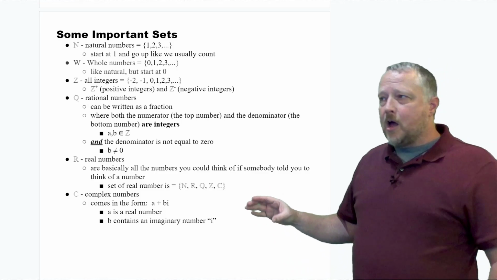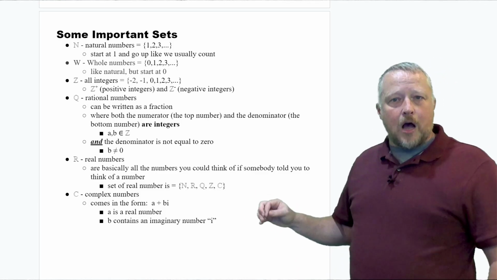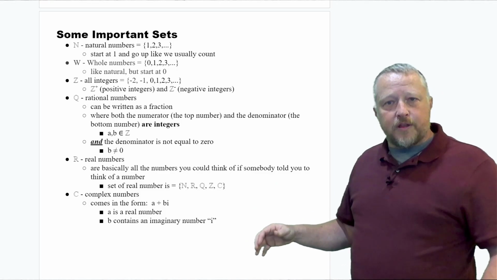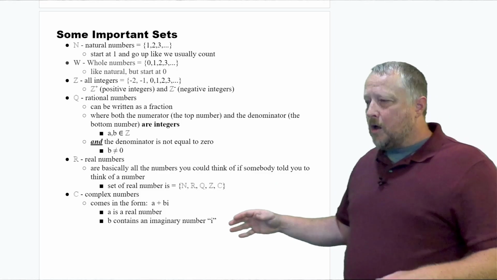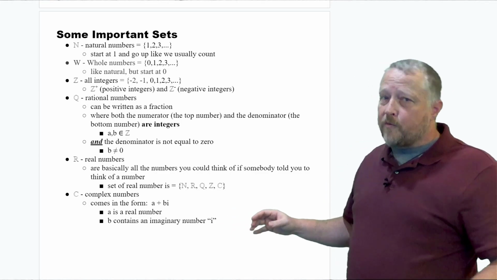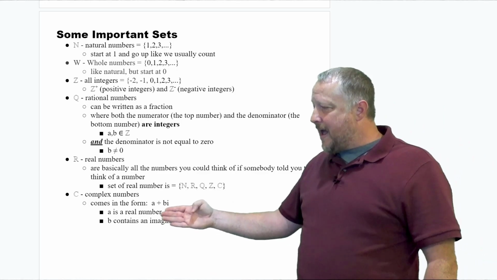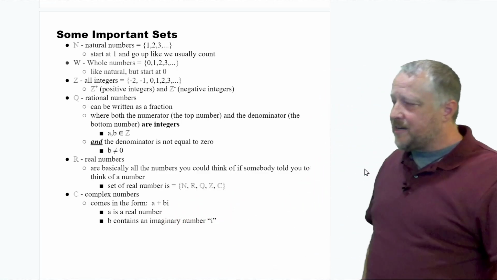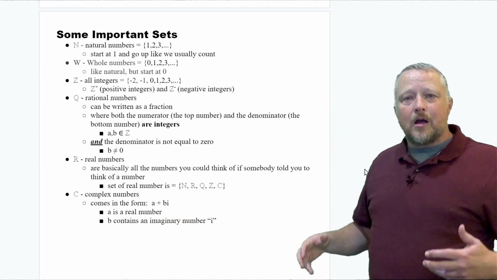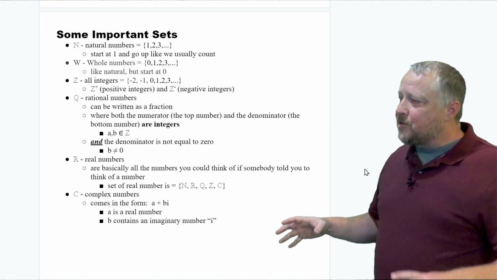Now, I'll be honest with you. I don't have any complex numbers that are in my notes for this. Try to keep things simple. You might see them later, but I still want to go over another set that's naturally out there. And in a complex number, you're going to have A as a real number, and then B contains an imaginary number I. So that's our last set of important sets.